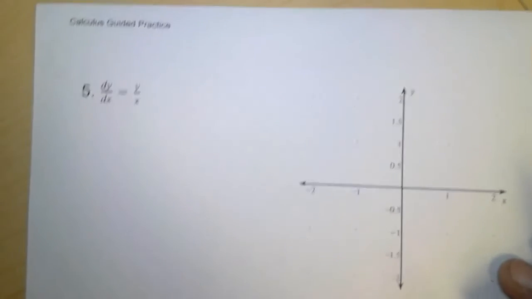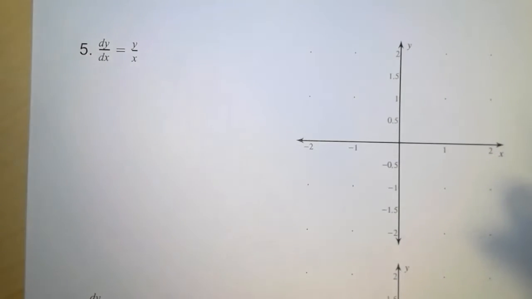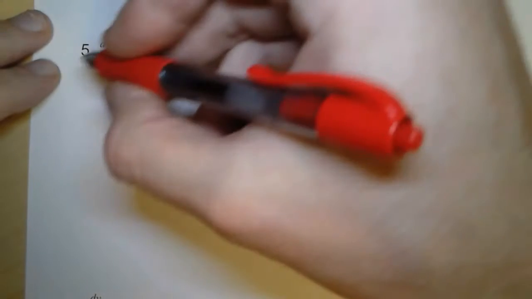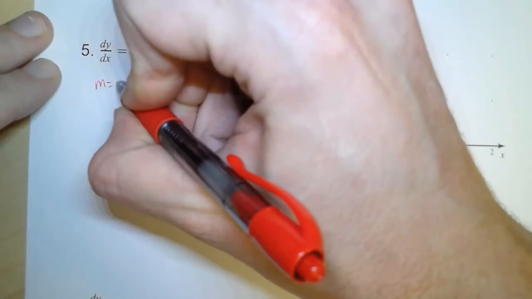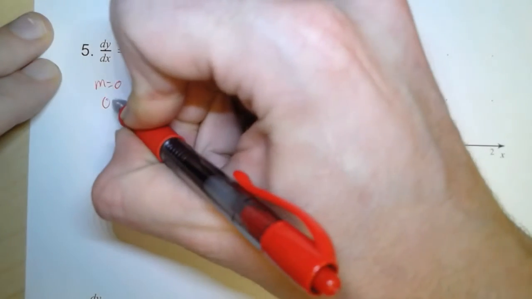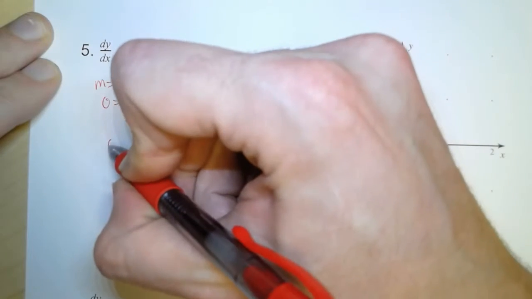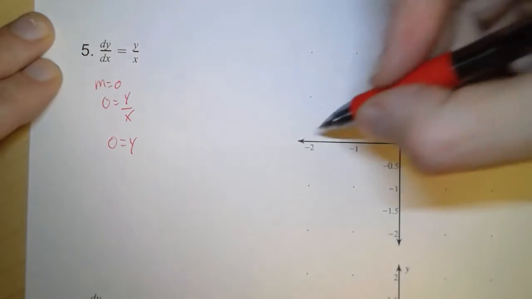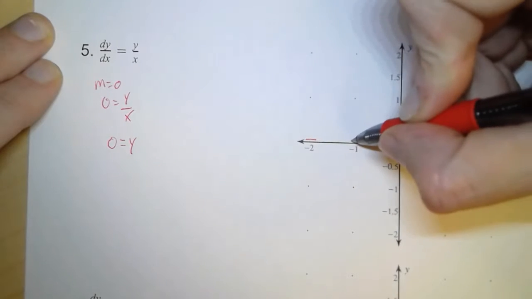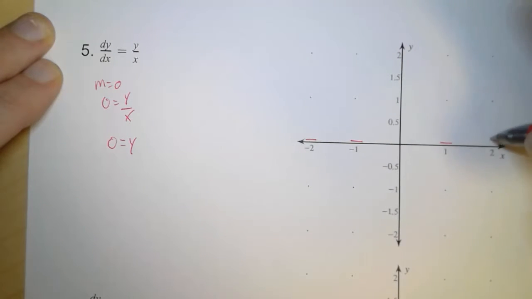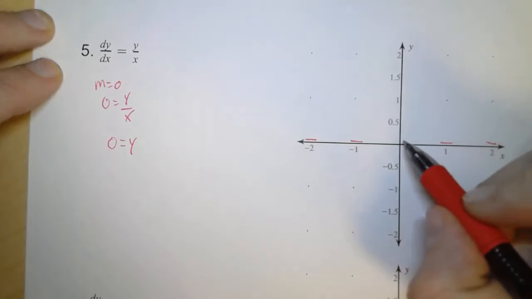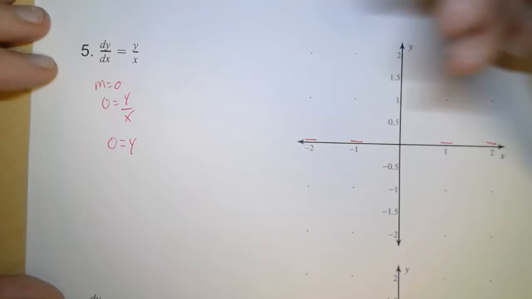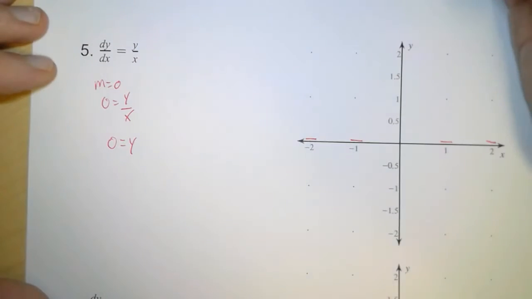Now for number 5, very similar, except we have the reciprocal. We have y over x. So now, if I set my slope equal to 0, that means 0 equals y over x. So if I multiply the x over, I get 0 equal to y. So that means along the x-axis, I get slopes of 0. But here again, I'm not filling in the origin, because if I were to fill in the origin, I would have 0 over 0. Can't have that.